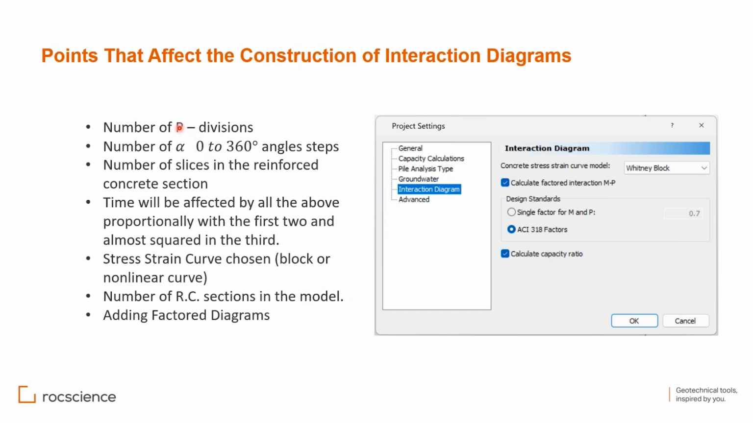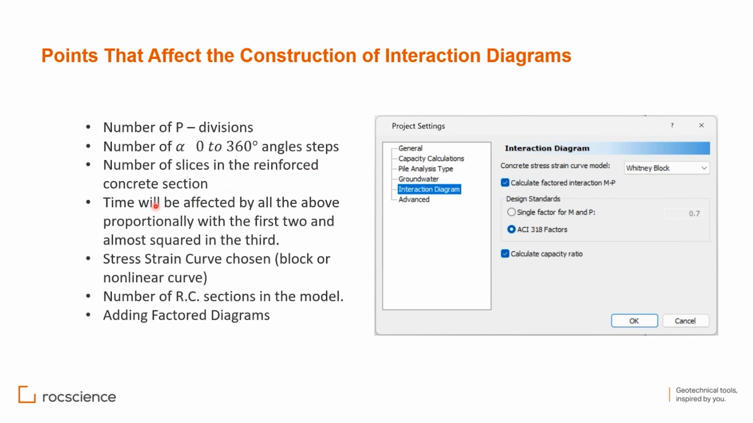So we have the number of P divisions. How many P divisions you have, that affects the solution. How many divisions in alpha you will take, that affects the solution. And it takes a long time, by the way. If you change it a little bit higher, it will take longer time.